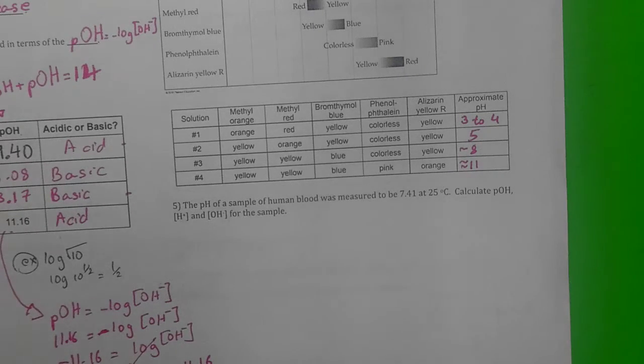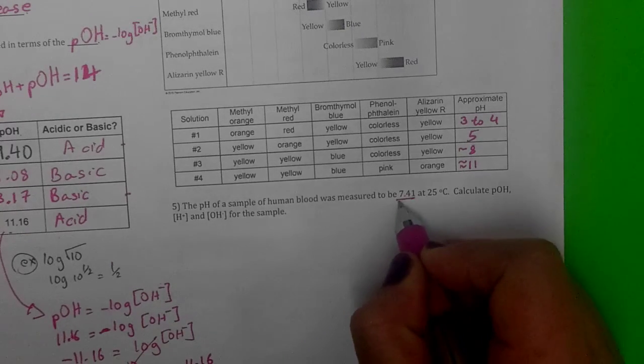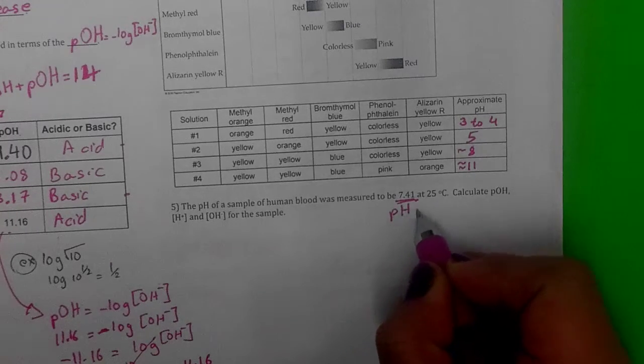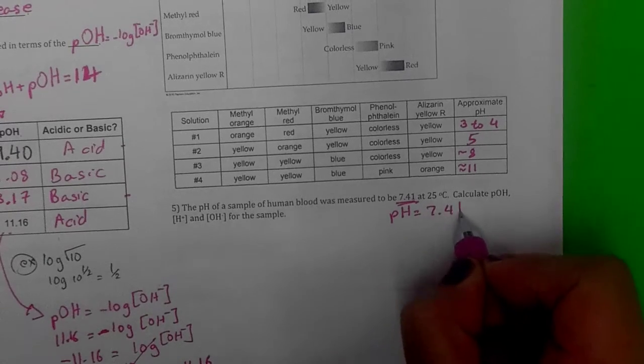Okay. All right, guys, we're back. Number 5. The pH of a sample of human blood is measured at about 7.41. Calculate the pOH, H plus, and OH minus for this sample. What they give you here is pH. They said pH is equal to 7.41.